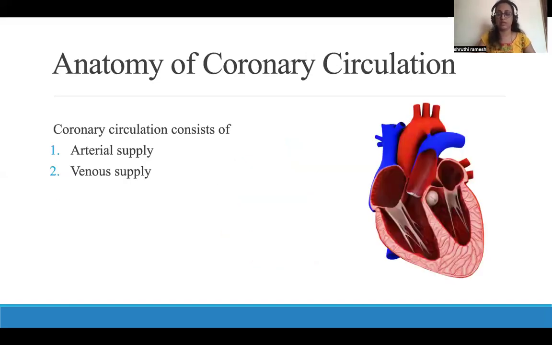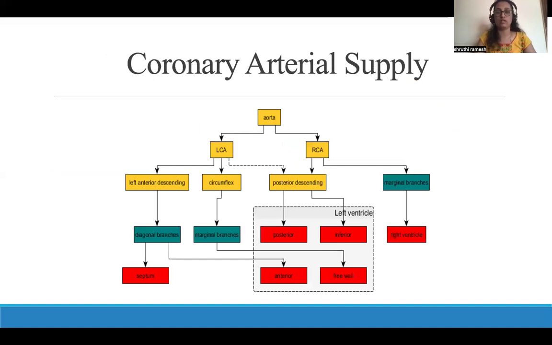Coming to the anatomy, the heart is mainly supplied by the left and the right coronary arteries. They branch directly from the aorta. The left coronary artery, after branching from the aorta, gives rise to the left anterior descending artery, which through its diagonal branches supplies the septum and the anterior wall of the left ventricle. It also gives a left circumflex branch, which runs in the AV groove, giving the marginal branches, which supply the free wall or the lateral wall of the left ventricle.